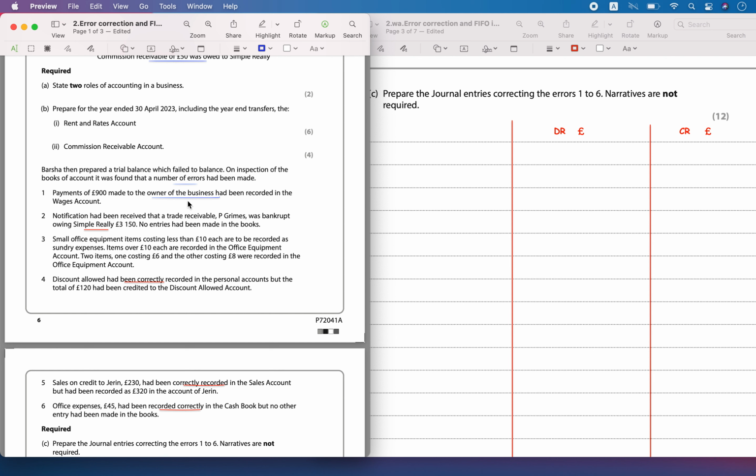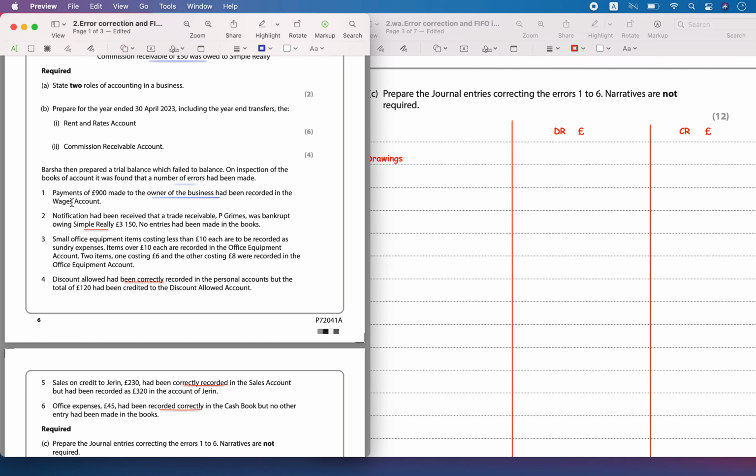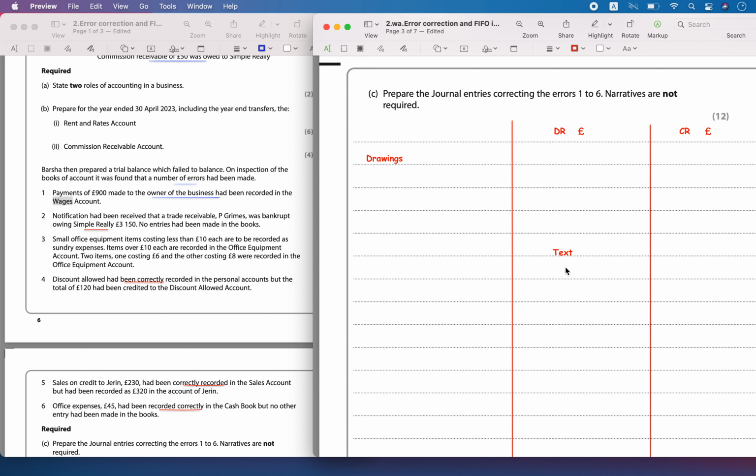So a payment of 900 made to the owner of the business had been recorded to the wages account. So let's include the first one as a double entry. Two accounts will get affected. One is the wages and the other one is going to be the drawings, because it states owner of the business, so personal use, it is going to go into the drawings. So drawings and wages account.